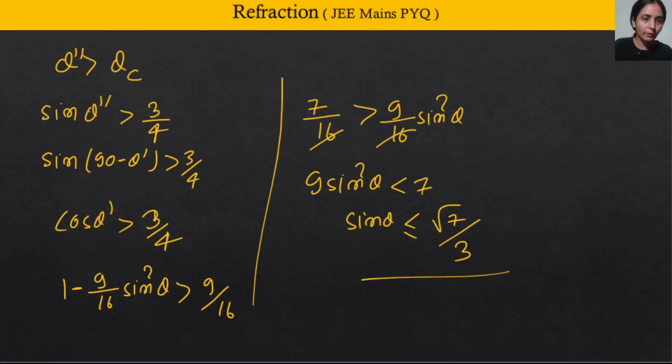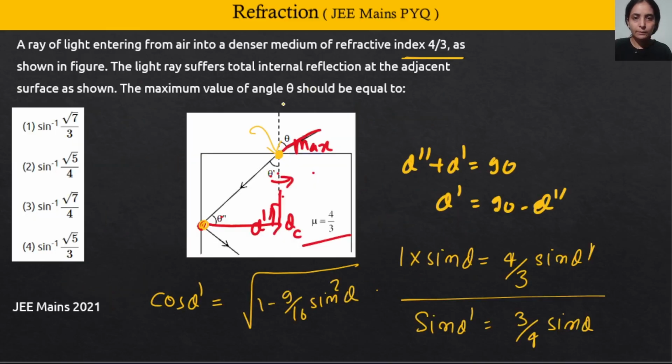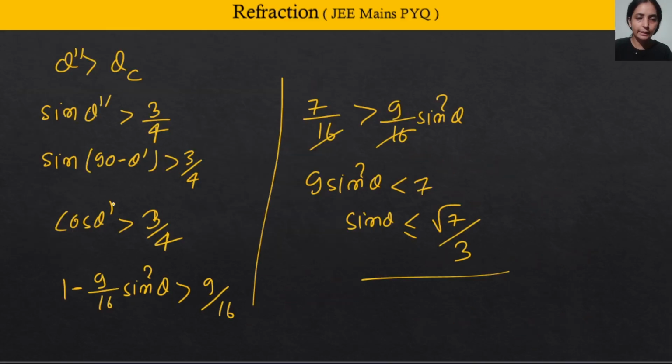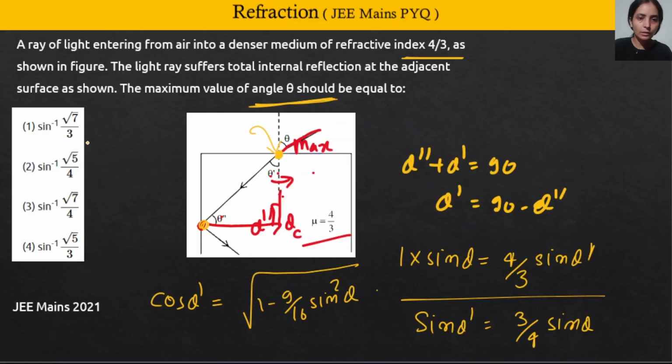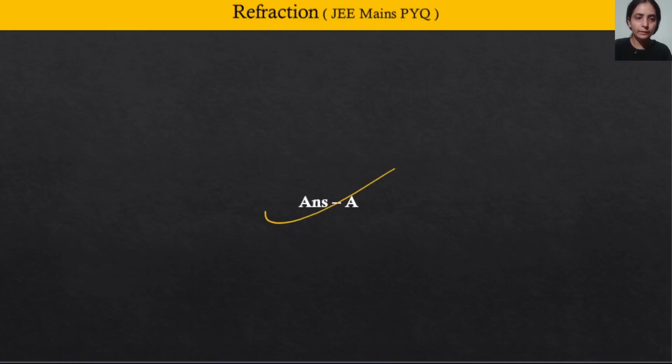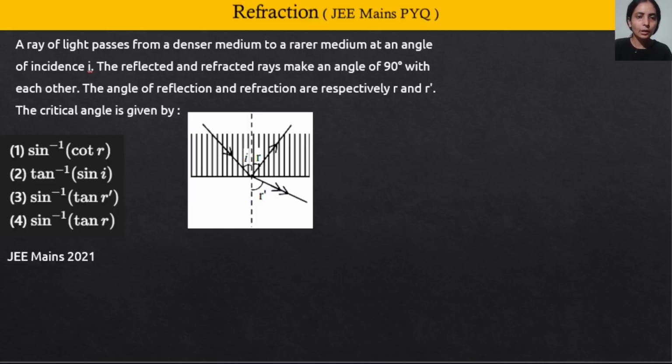Okay? So what we are getting asked is the maximum value of angle theta. That can be for theta dash becoming equal to theta c, and that max value will be equal to root 7 by 3. So what should the correct answer be? Root 7 by 3 sin theta. So sin inverse root 7 by 3. A should be the correct answer, and it is correct, right? So this is sorted. Now let us move to this.